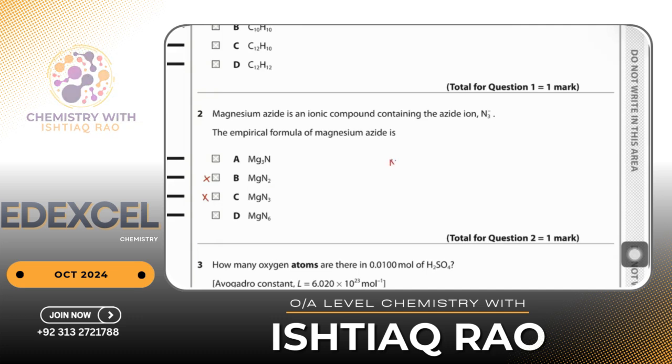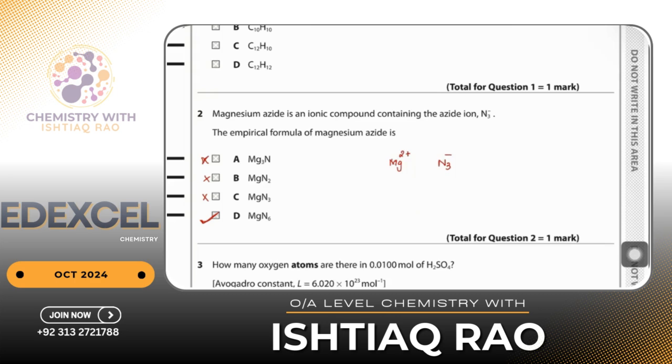Magnesium is +2 and azide is going to be -1. Whenever we write down the formula, the charge is swapped. So it's going to be Mg1 and N3 multiplied by 2, isn't it? So that's why the formula is not going to be A.